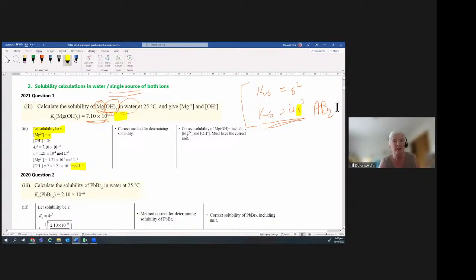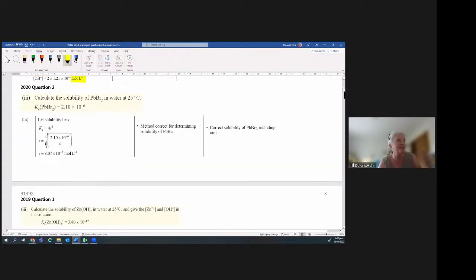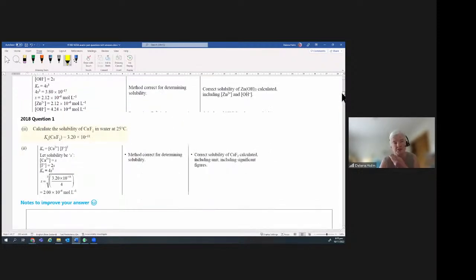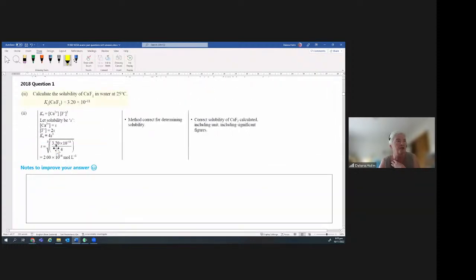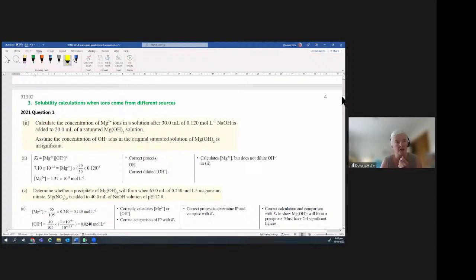So carrying on, this is fairly straightforward. You'll notice it's a standard follow on, and you'll notice always that it says in water, sometimes they might say in pure water, but you know that's when you can use the Ks equals S squared or 4S cubed. Right, so here's an example where they've taken the cube root, so that's a straight 4S cubed. Okay, now you will always then get 1 or 2 questions where the ions come from different sources.